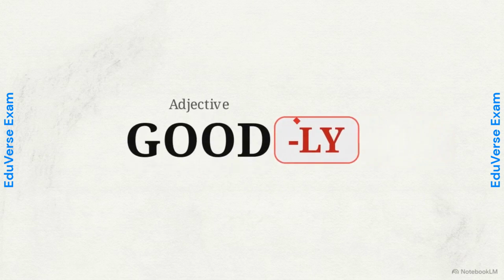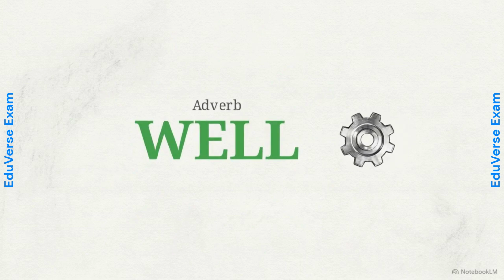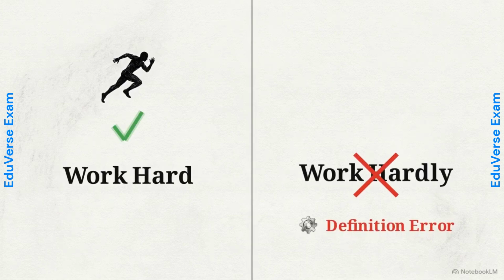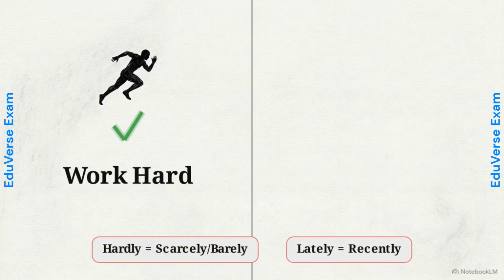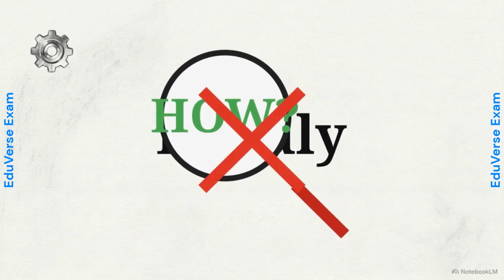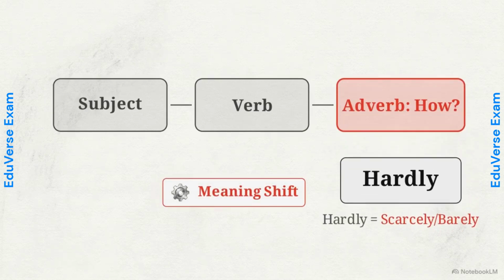For instance, the adjective good does not become goodly, it shifts entirely into the adverb well to describe how an action is done. Then there are semantic imposters, words like hard and late that technically accept the ly suffix, but only by changing their meaning. Adding ly to hard does not describe working with intensity. It shifts the definition to mean working scarcely or barely. These words no longer describe how an action is performed. When the definition changes this drastically, the word fails the core functional purpose of an adverb in that sentence.